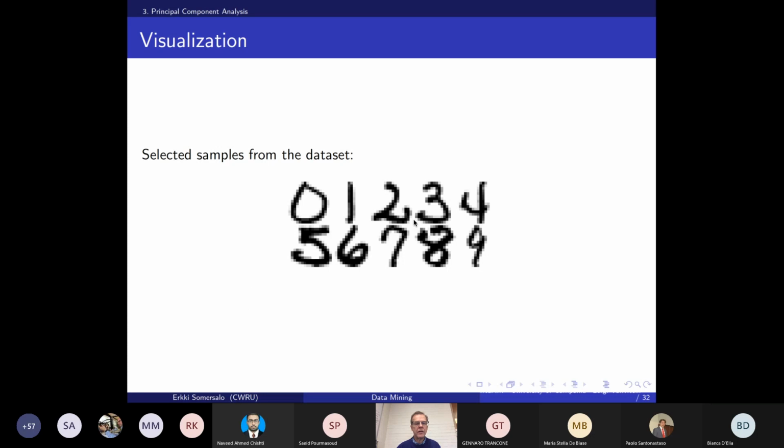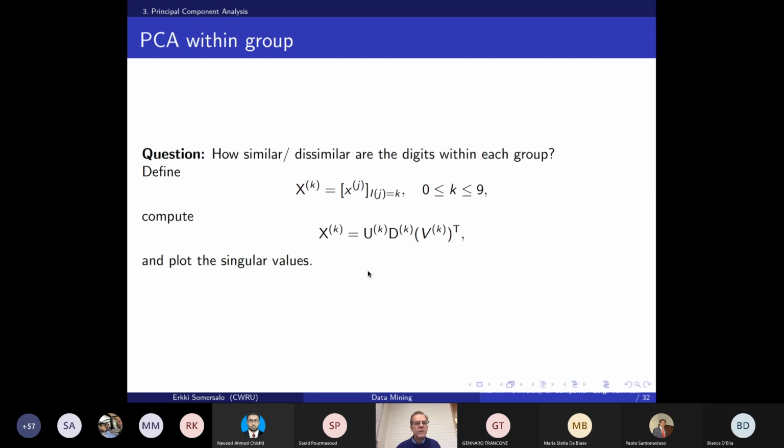And so here you see 10 samples. This is a representative of handwritten 0, handwritten 1, 2, etc., up to 9. So the data entries look pretty much like this. They are real handwritten digits, and this is the coarseness of the pixelization. So let's ask a question: how similar or dissimilar are the digits within each group?